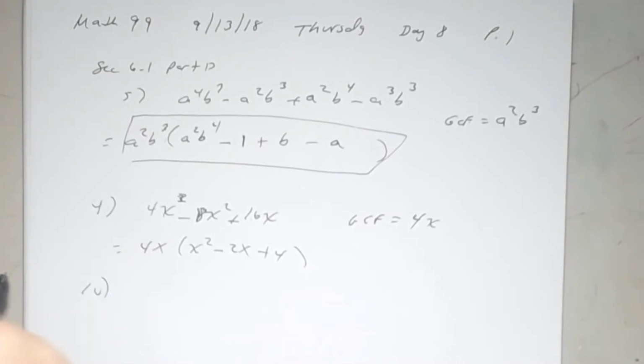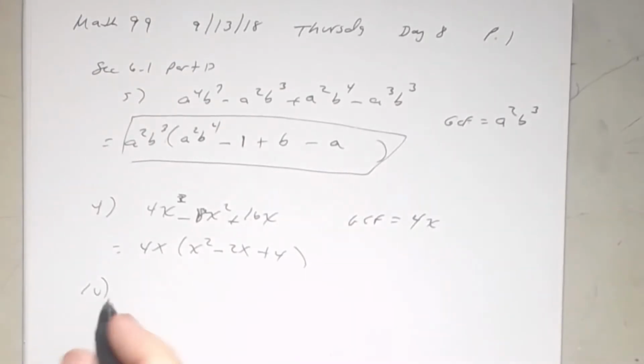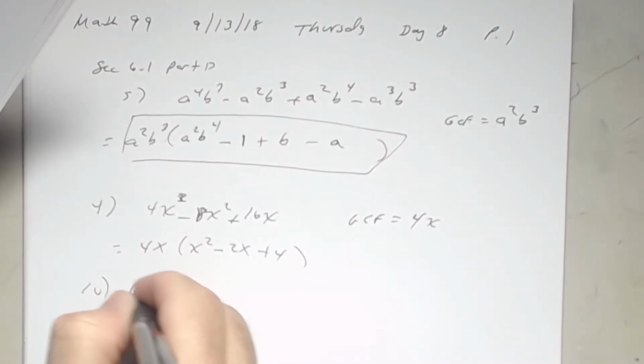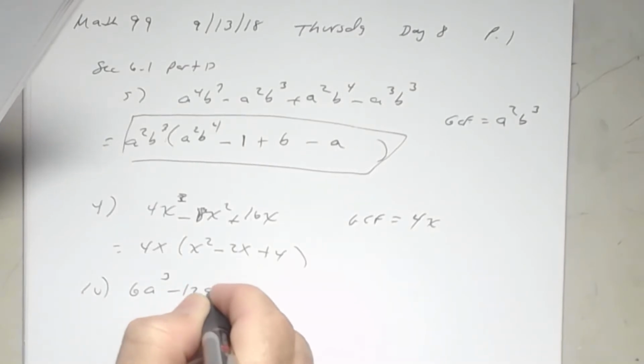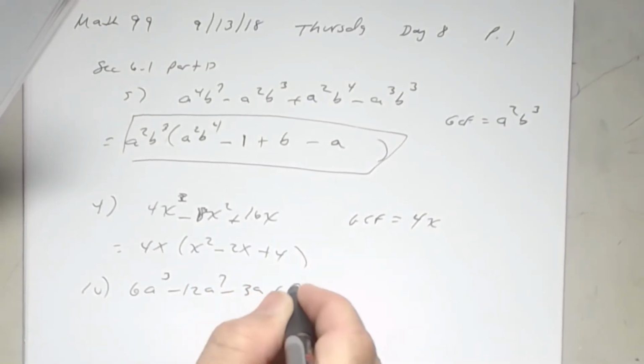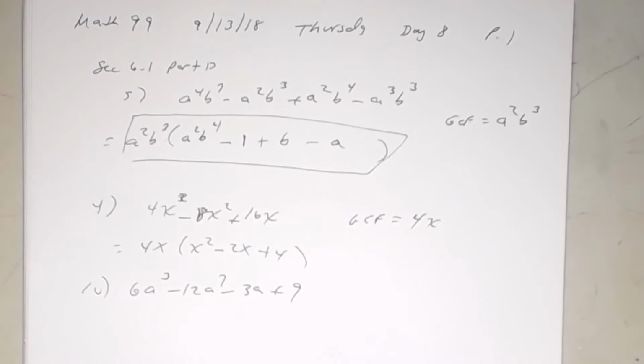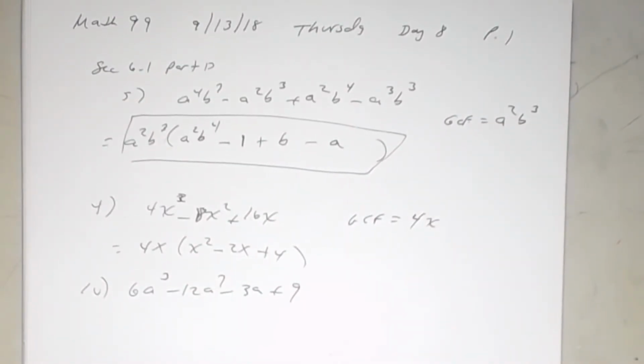And number 10, you have 6a cubed, minus 12a to the 7th, minus 3a plus 9. So in terms of the coefficients and the constant, what's your GCF? 3. Do I need an a in my GCF? No, because I don't have an a in every term. So it's just 3. So you're going to say 3 times what is 6a cubed? 2a cubed.